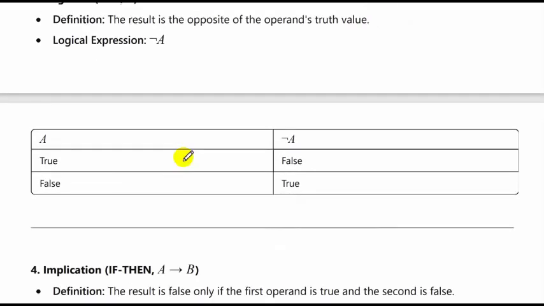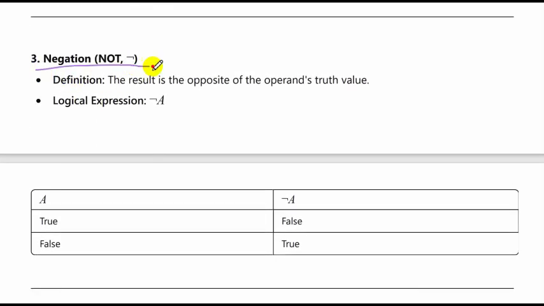Let's move on to the negation, not definition. The result is the opposite of the operand's truth value. That is, if A is true, then this will be false, and if this is false, this will be true. So it's a very simple thing, negating.